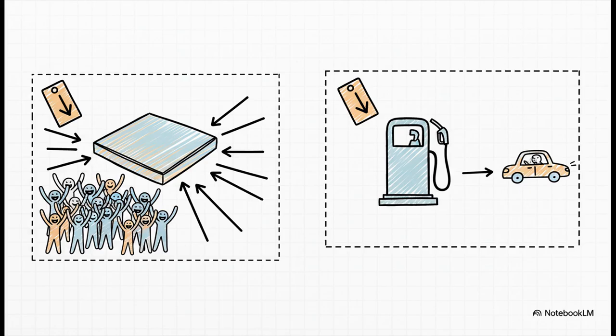The easiest way to think about this is pizza versus gasoline, right? If your favorite pizza place has a 50% off sale, they are going to be swamped with orders. The place will be packed. That is elastic demand. But if the gas station has the same 50% off sale, you're not going to just start driving around in circles to burn more fuel. You might top off your tank, sure, but that's about it. That's inelastic. It's really the classic difference between a want and a need.